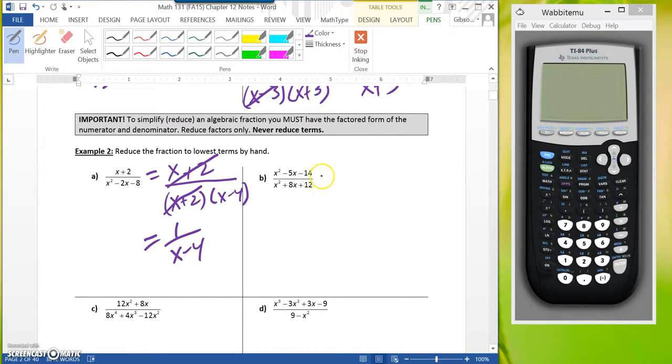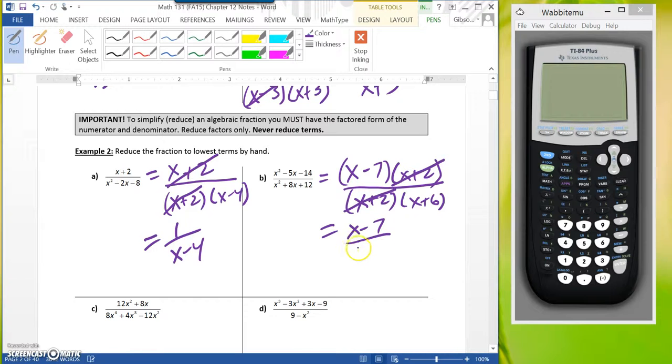Now we go here to b. Now we look here at the numerator. We can factor out an x minus 7 and an x plus 2 for our numerator. Our denominator, we can factor out x plus 2 and x plus 6. Now the x plus 2's will simplify out, and we'll have x minus 7 over x plus 6.